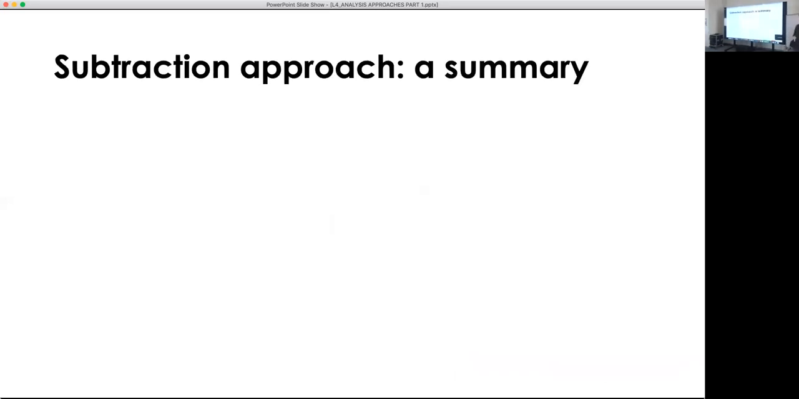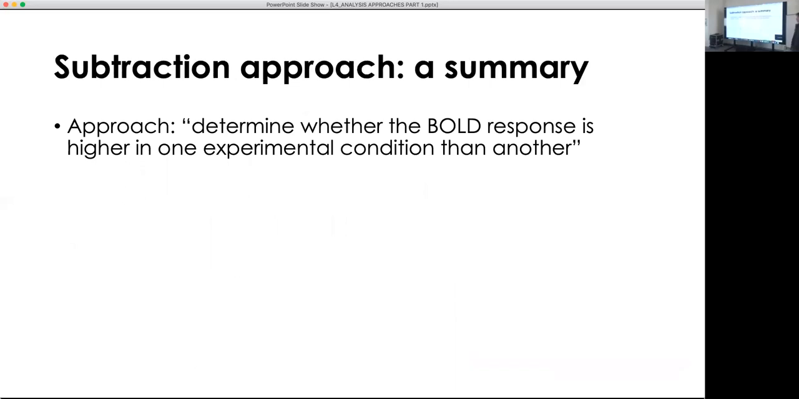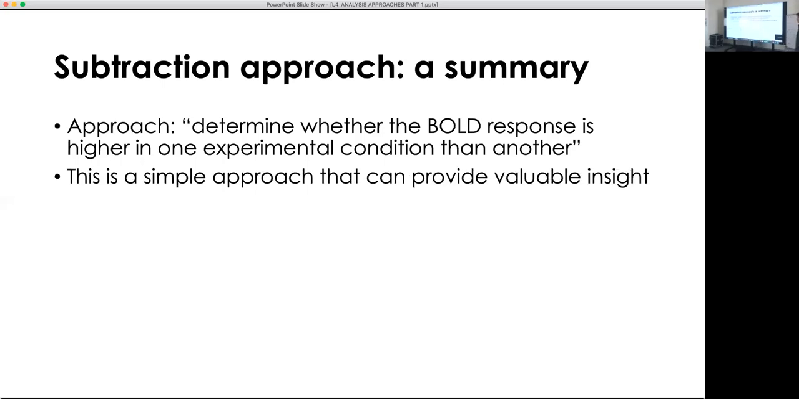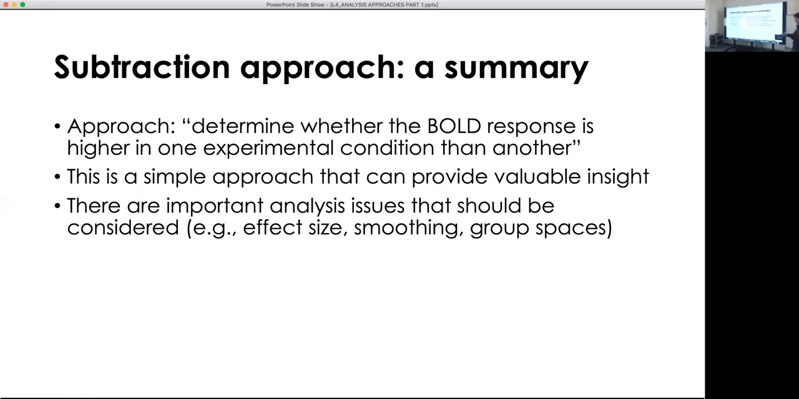Okay, so just to summarize that approach, we did it in about 10 minutes. Here's my take on it. In a nutshell, we're trying to keep it simple. It's essentially just determining whether the BOLD response is higher in some experimental condition of interest than another. That's it, and I think there's nothing wrong with this approach, as long as you understand what it's predicated on, and the statistical assumptions. And just to recap, there are all these interesting issues that come along for the ride that you have to think about even to do that type of analysis.